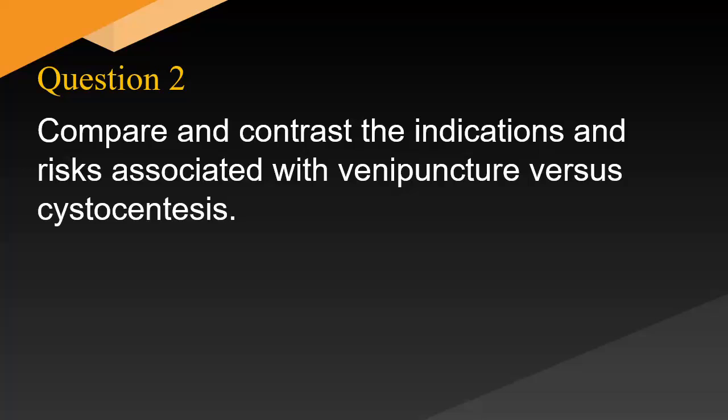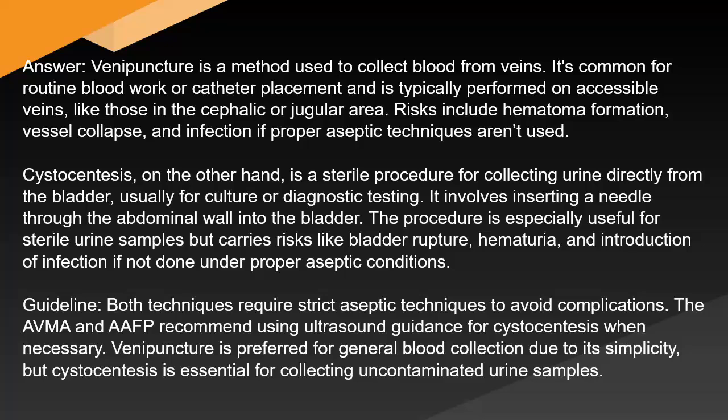Compare and contrast the indications and risks associated with venipuncture versus cystocentesis. Answer. Venipuncture is a method used to collect blood from veins. It's common for routine blood work or catheter placement and is typically performed on accessible veins like those in the cephalic or jugular area. Risks include hematoma formation, vessel collapse, and infection if proper aseptic techniques aren't used.